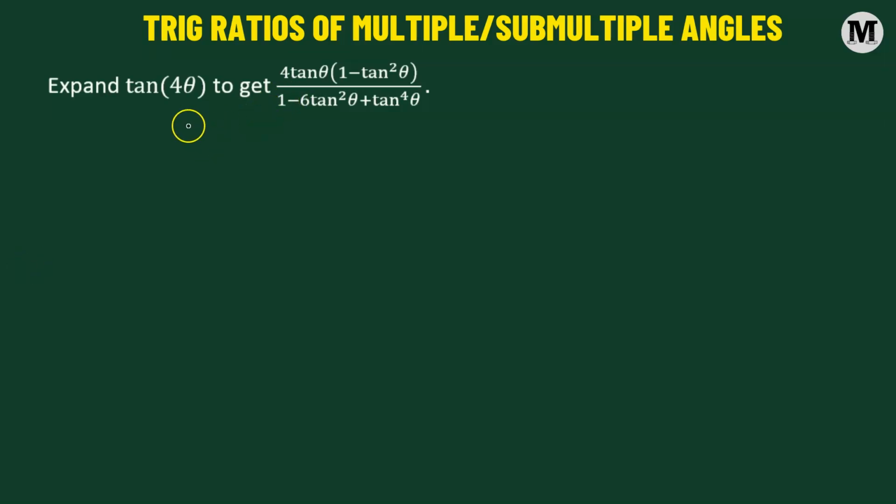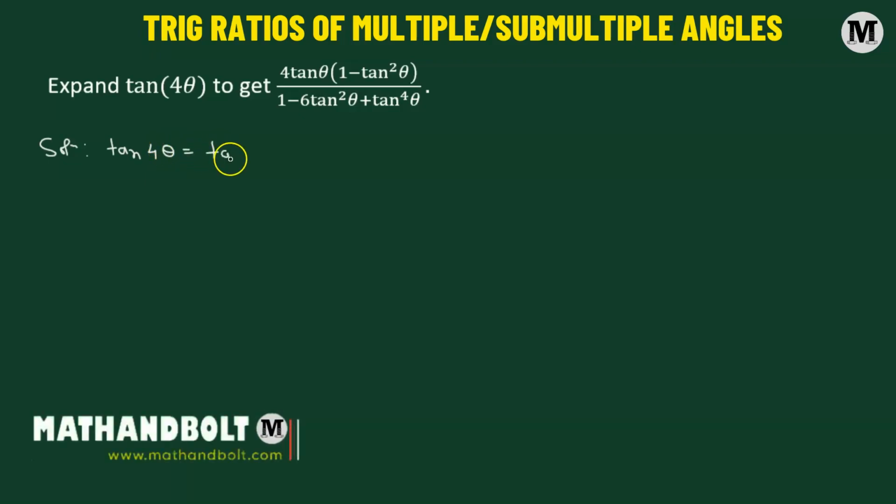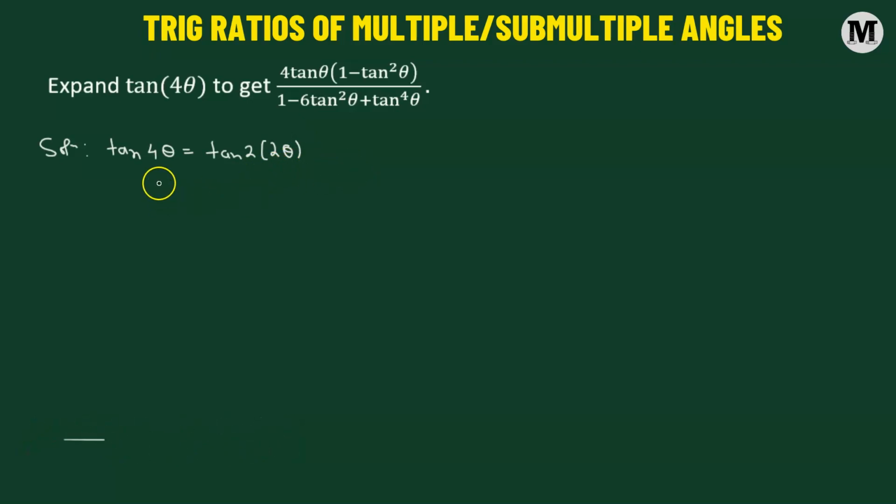So in this problem, we need to expand tangent of 4 theta to get the following expression. So let us begin. We'll start with tangent of 4 theta and we'll be expressing it as tangent of 2 times 2 theta. Now, let 2 theta be equal to a. So this expression will now become tangent of 2a.